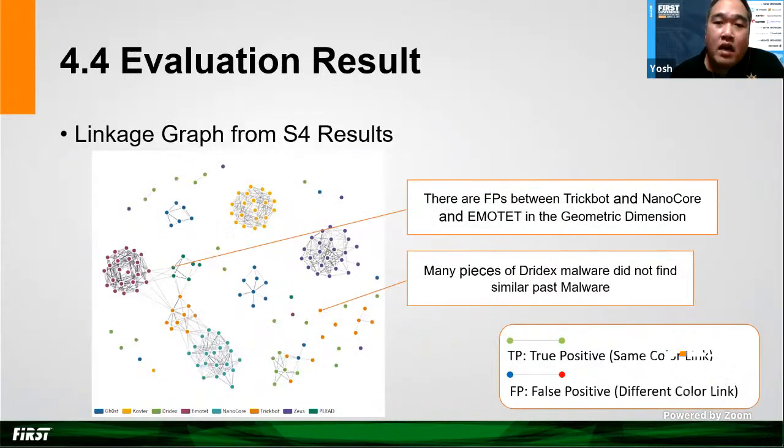This is a qualitative evaluation with a node graph showing relationships of 19 points or more. S4 connected samples of the same family successfully in most cases. Overall, we can say that the S4 tuning automation was a success.